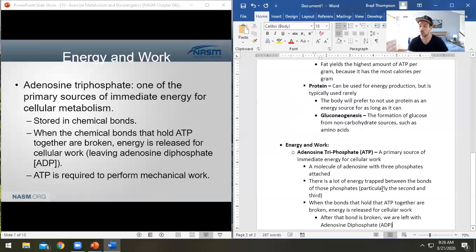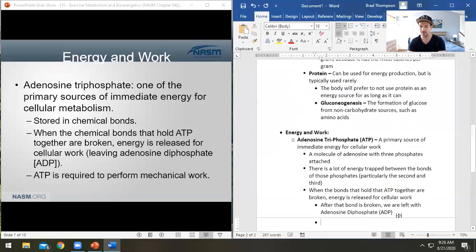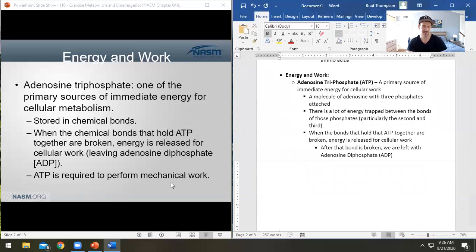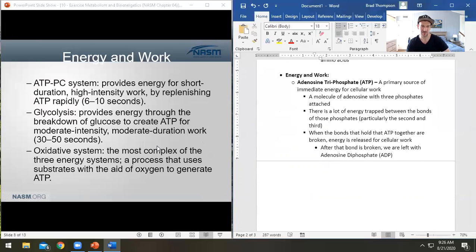And so ATP is required in order to do, like I said, mechanical and cellular work. See, NASM got with the program towards the end. They used the word work instead of metabolism. So that's really what we're seeing there in an ATP molecule, right?